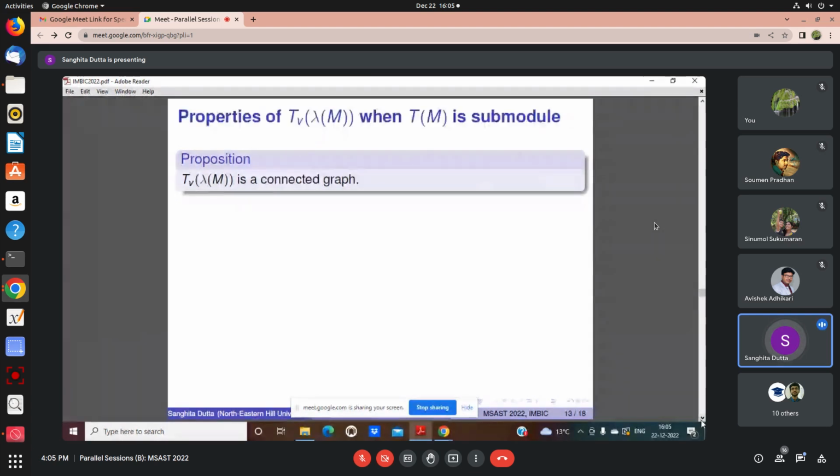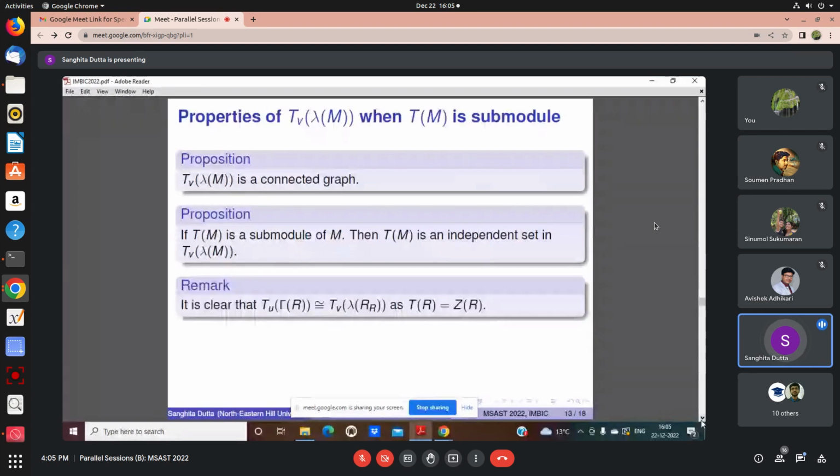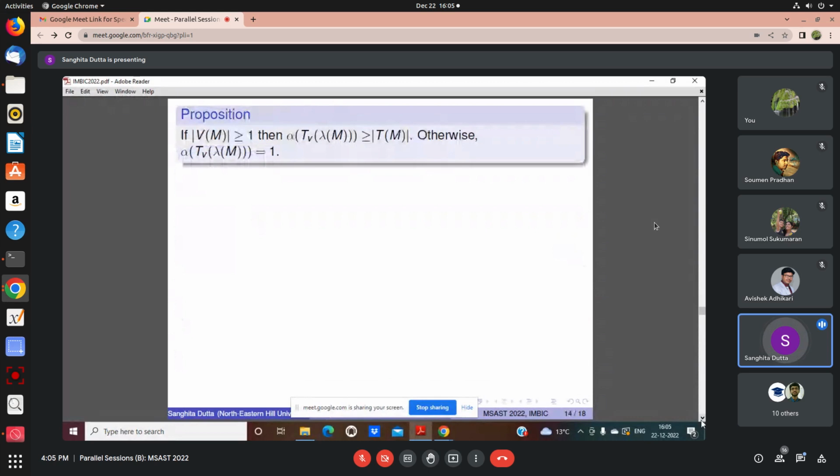Next, we come to some properties of TV lambda M. TV lambda M is a connected graph. If Tm is a submodule of M, then Tm is an independent set in TV lambda M. And it is clear that Tu gamma R is isomorphic to TV lambda R as Tr is equal to Zr. If the cardinality of Tm is greater than or equal to 2 and the cardinality of Bm is greater than or equal to 2, then the girth is 3 or 4. If the cardinality of Bm is greater than or equal to 1, then the independence number is greater than or equal to the cardinality of Tm, otherwise it is 1.